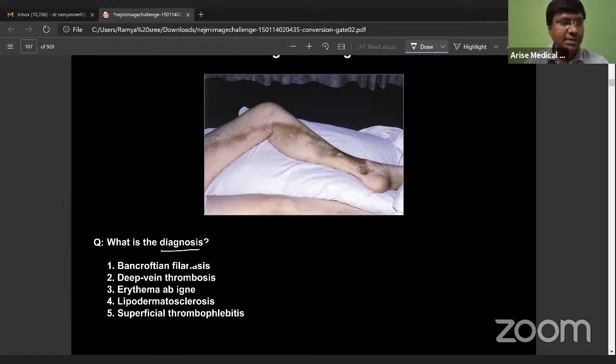What is the diagnosis in this image? Can anyone answer? Right. So what do you have to make out in this particular image? You have a hyperpigmented, very good, very good. Sai Taruni has answered it. It is your superficial thrombophlebitis.